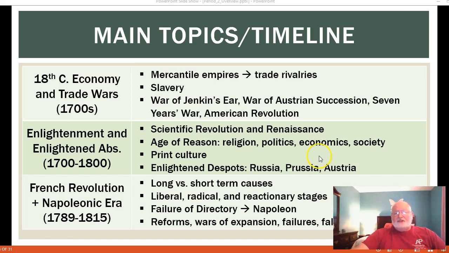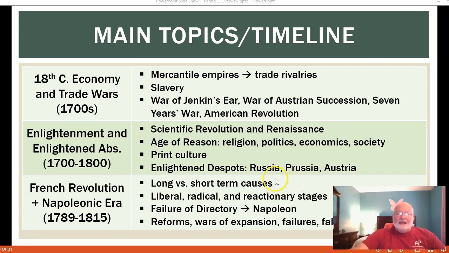You've got the scientific revolution continuing from the Renaissance. That was the last time period. The Age of Reason. Now we're going to go into the Enlightenment. And it's going to affect the Age of Reason, religion, politics, economics, society. You now have a print culture where people are used to reading stuff in print. I know this is considered the information age that we're living in now, but as people move away from printed books and online, that's going to be the next evolution from print culture.